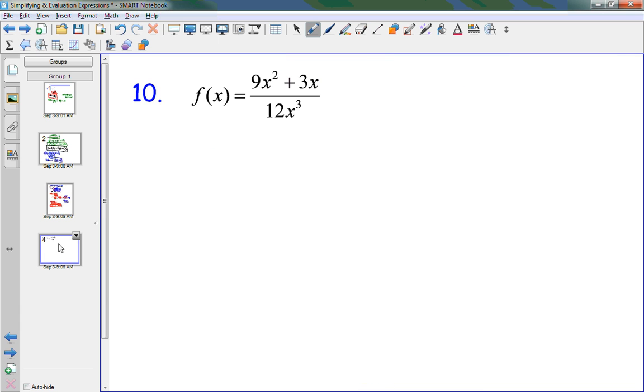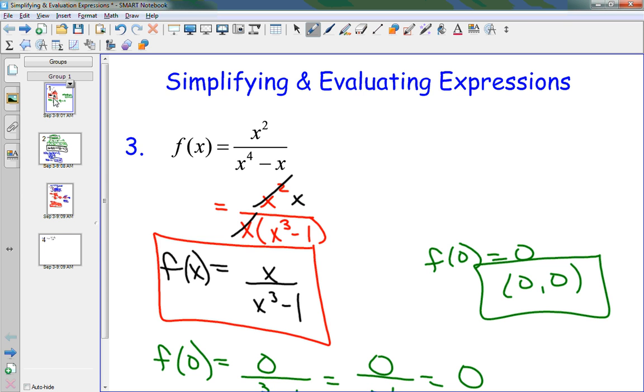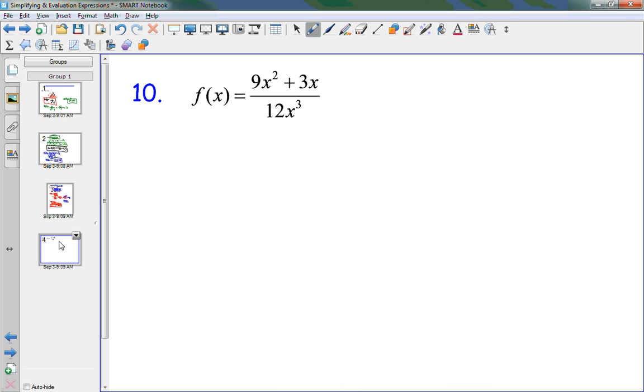Now the last one I'm going to talk about is number 10. And again, we're going to treat number 10 just like you would treat number 3. If I have 9x squared plus 3x, can I factor 9x squared plus 3x? The answer to that is yes. I can pull a 3 out of the 9 and the 3, and I can pull out an x. So 9x squared divided by 3x gives me 3x. 3x divided by 3x is going to be 1.